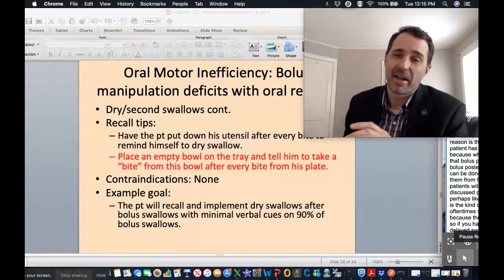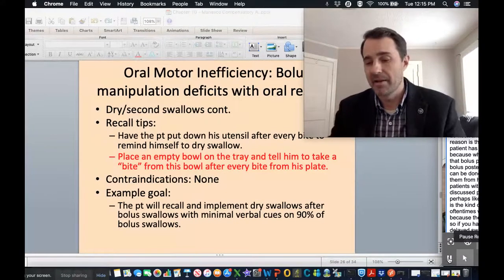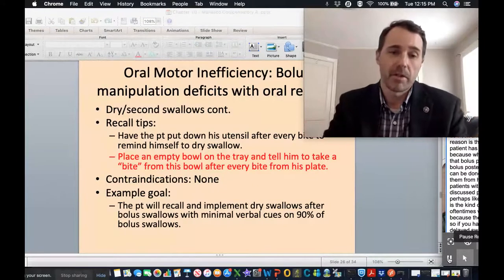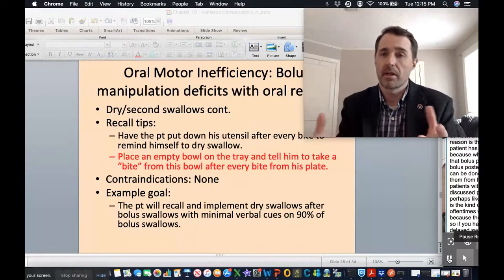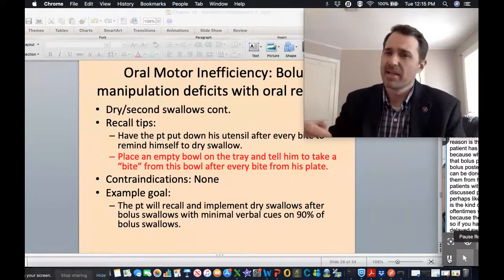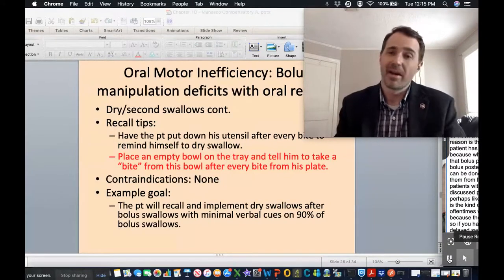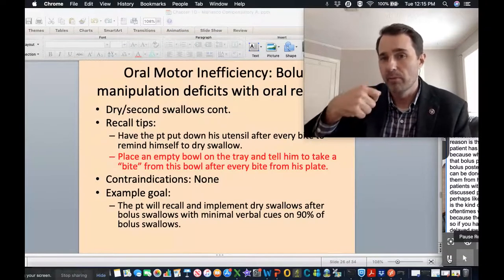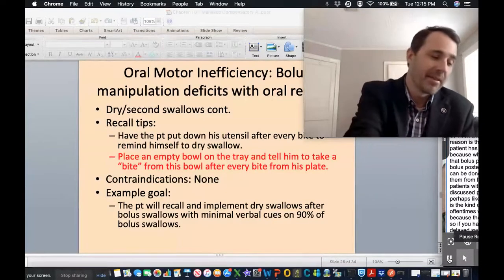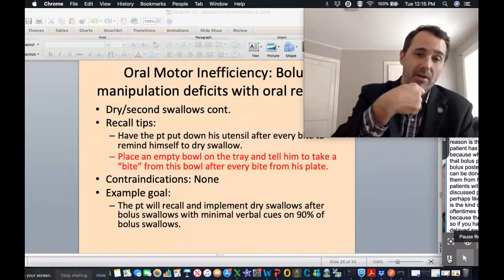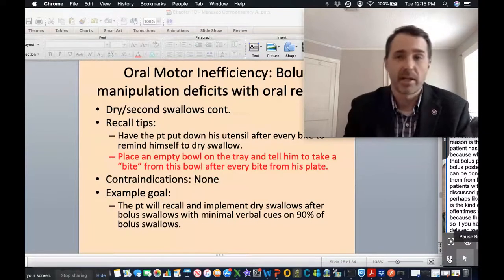Another thing that I've seen, and it could work for some people, but it's not going to work for a lot of individuals, is if you have a patient eating from a bowl or plate, then you have an empty bowl or plate. And for every bite of real food they take, you have them take a bite of the imaginary food and do their second swallow then.